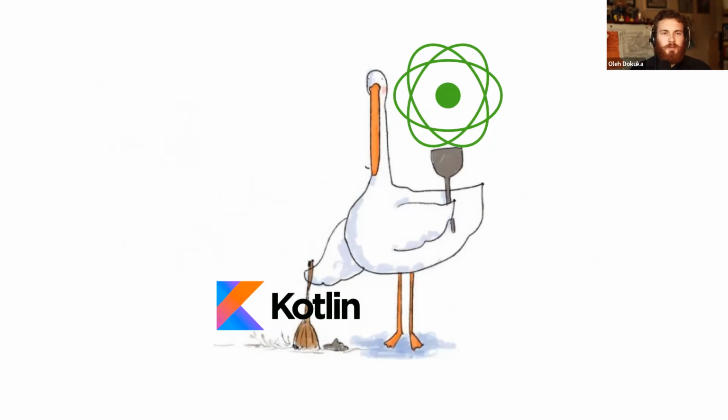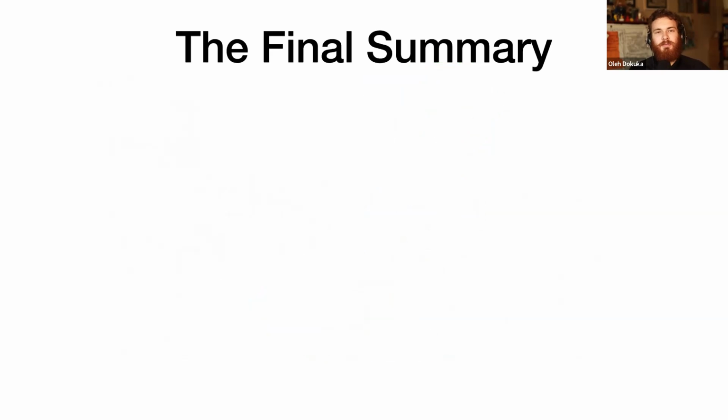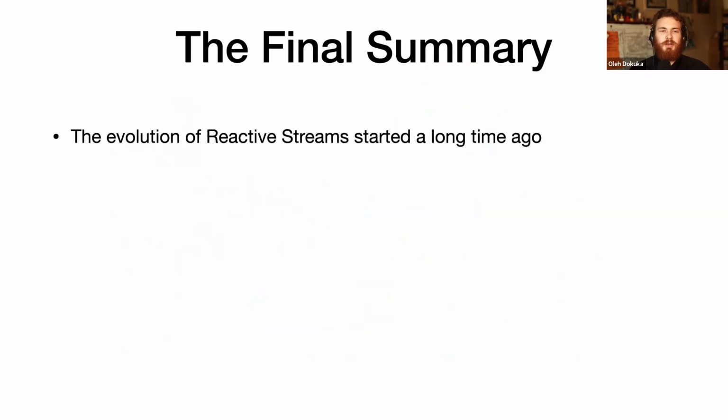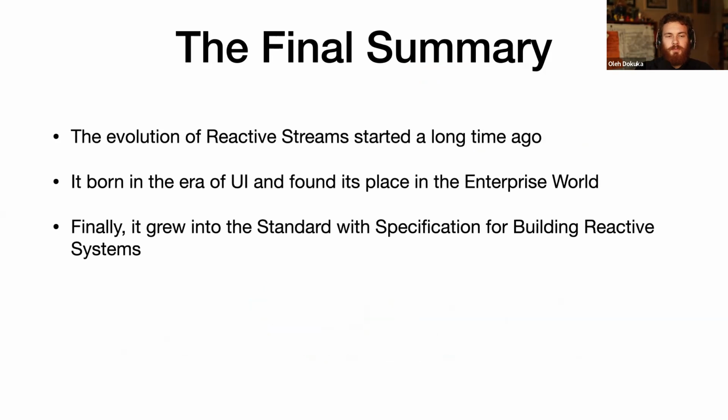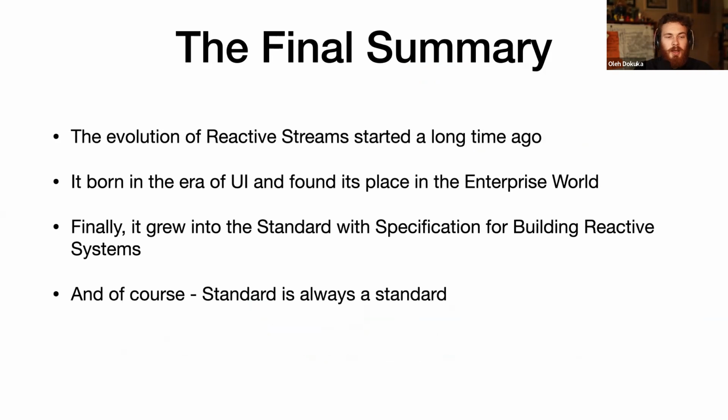So we are coming to the end. So let's summarize everything that we covered. Reactive Streams got a really long evolution time. It was born from UI and moved to the enterprise world. It became a standard, a specification in order to build reactive systems. And we've seen it with the Reactive Streams specification. And of course, a standard is always a standard. It's good in all its fashion, in all its appearance.